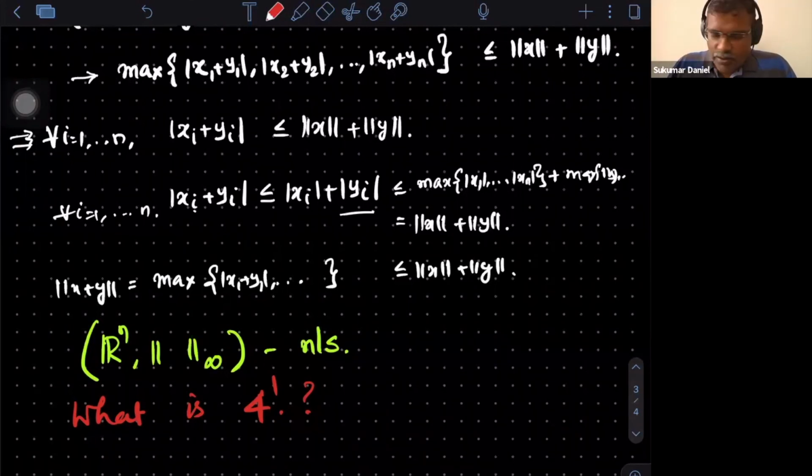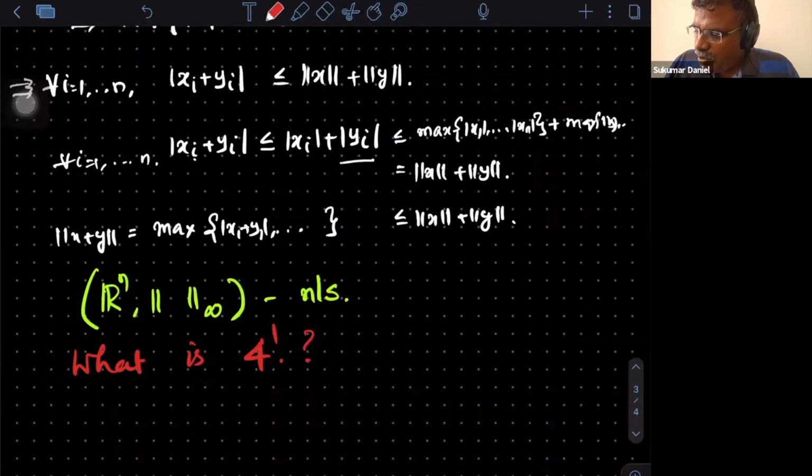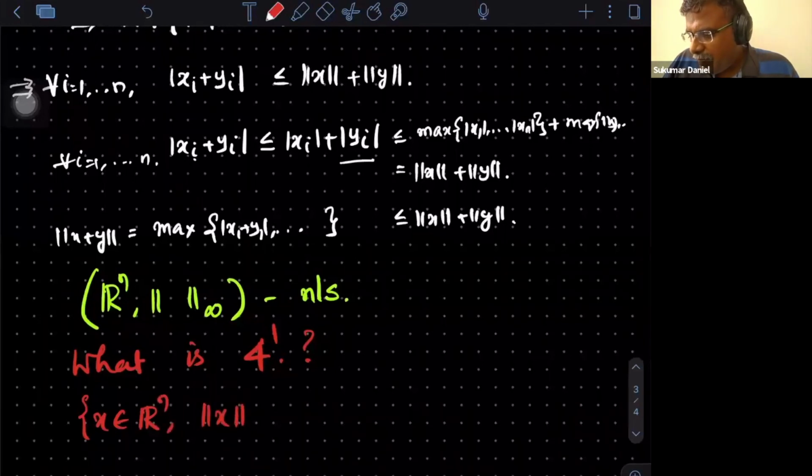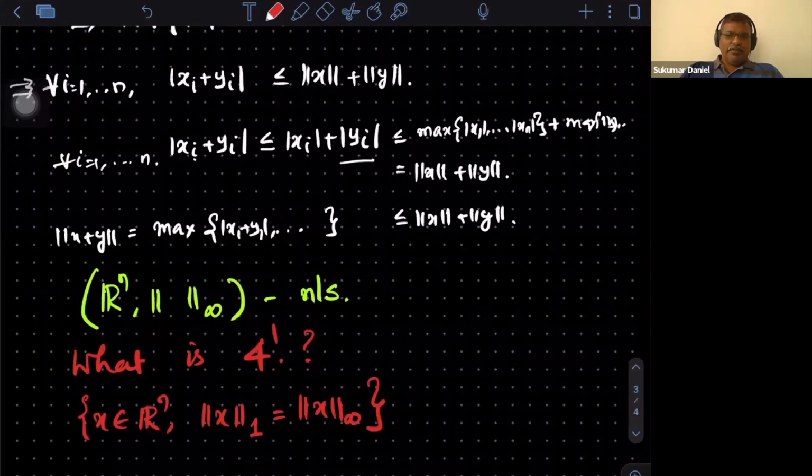Okay. So here is a question that you can think about: find all vectors in Rn, just the reverse question. Find all those vectors in Rn for which these two norms actually coincide. This you can think of as an exercise and do it later.